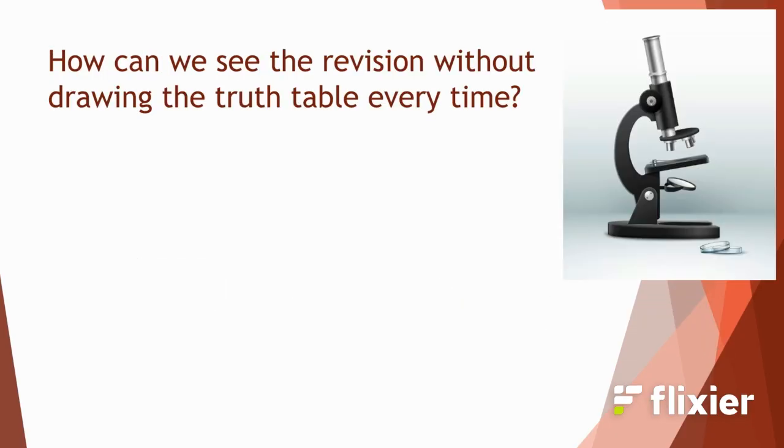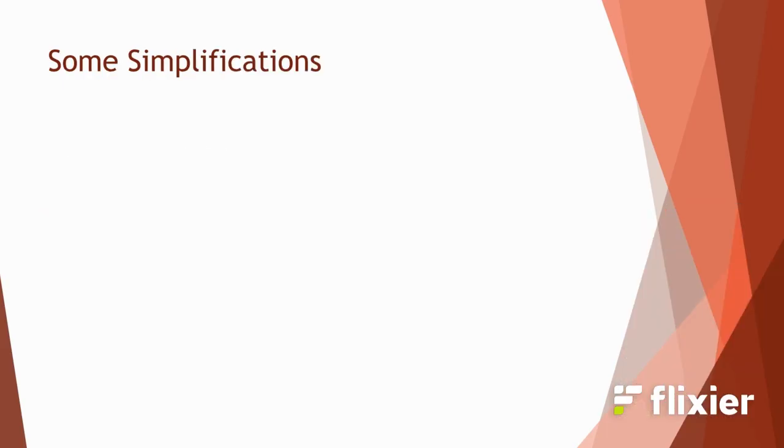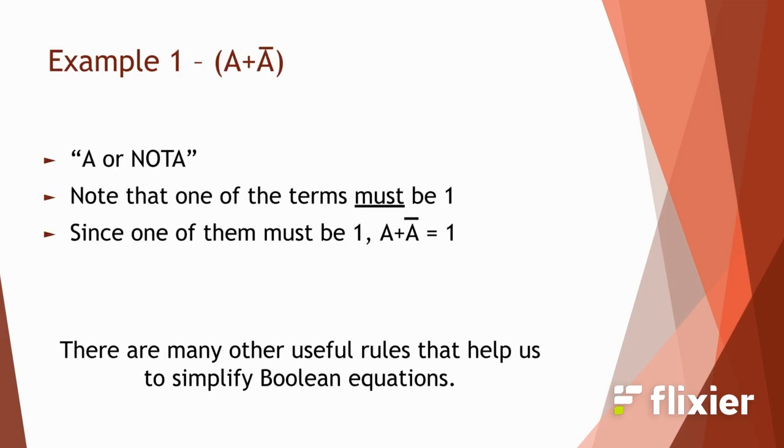How can we find these revisions without having to draw a full truth table every single time? The ease of simplification is a major benefit of Boolean expressions. We can visualize operations similar to standard algebra and use a set of rules to help us simplify. Let's explore some of these simplifications. For example 1, A OR not A. Since one of the terms must be a 1, the result A plus not A will always be 1. This is one of many useful rules for simplifying Boolean equations.